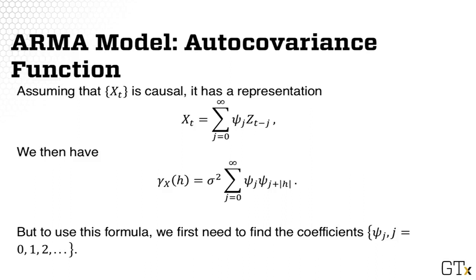Specifically, if xt is a causal process with the representation as a linear process with psi j the coefficients of the linear process, the ACF is equal to sigma squared times the sum of all products between psi j and its lagged coefficient psi j plus h. That is the sum of the products of all combinations of the coefficients that are h lagged away from each other. However, in order to get the autocovariance function using this formula, we'll need to first derive the coefficients of the linear process, the psi coefficients.